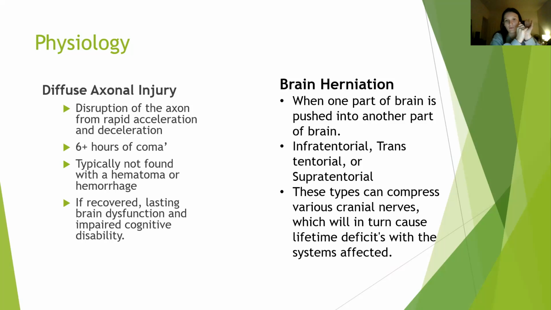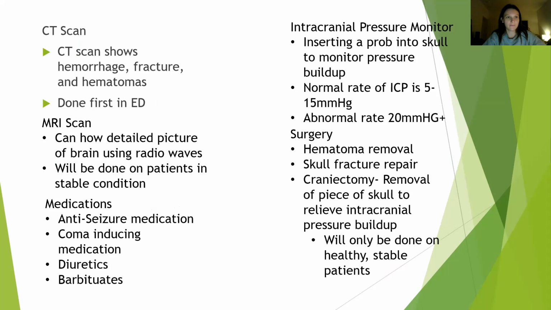And then brain herniation is basically when one part of the brain is pushed to another part of the brain. This can be the result of swelling, or a hemorrhage, or a hematoma. This compresses your cranial nerves, and it will cause a disturbance to the system of whichever nerve it's pressing on. And this will cause a lifetime deficit for sure.